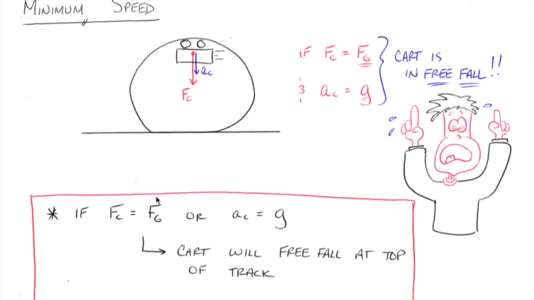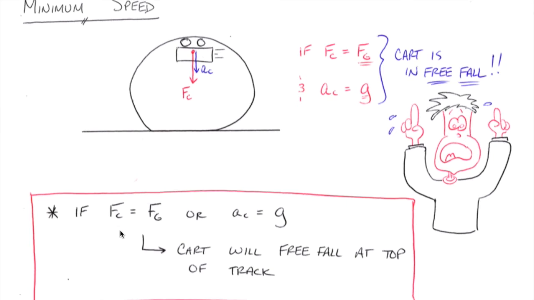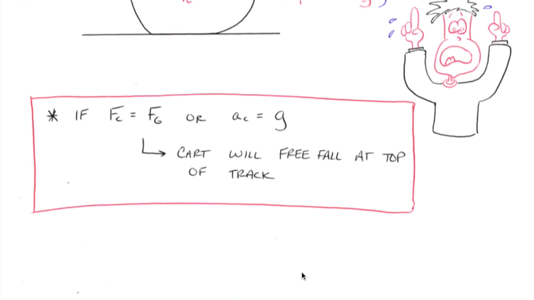So to find the minimum speed, the only thing you need to realize is that FC equals FG or AC equals g. They're both going to be true at the same time, so it doesn't matter which one you use. That car will free fall at the top of the track. That's not a good thing. That's not safe. We'd like to avoid that.